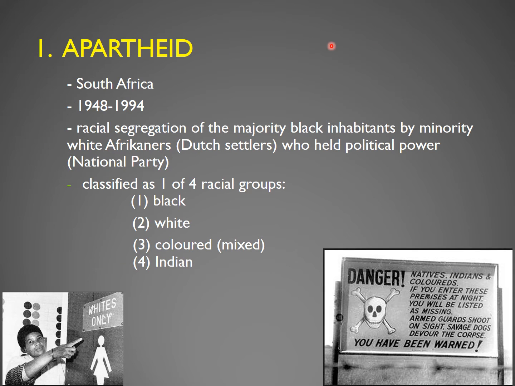Apartheid is an example. In South Africa from 1948 to 1994, we had racial segregation of the majority of black inhabitants by minority white Afrikaners, or Dutch settlers, who held political power, known as the National Party. People were classified as one of four racial groups: black, white, colored, which was mixed, and Indian.